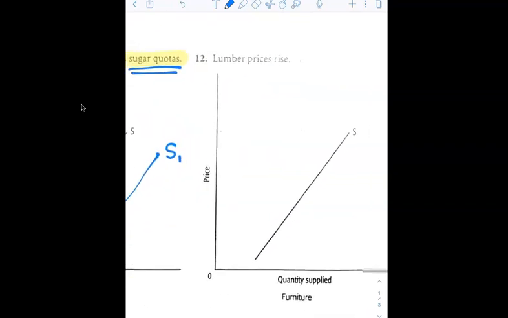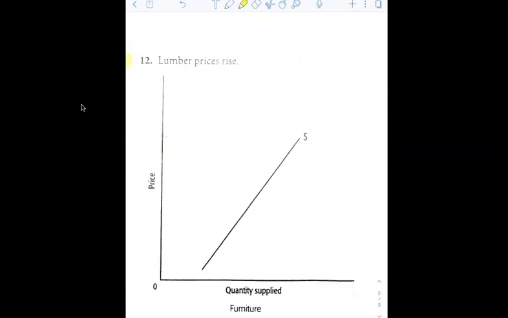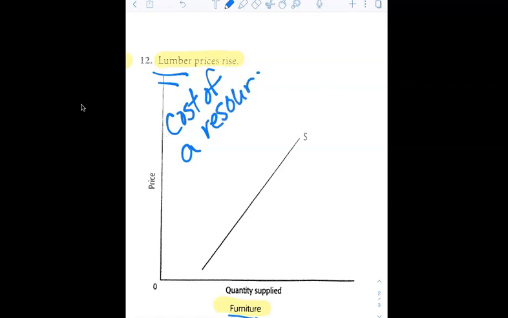Number 12, we're going to be creating furniture. And the event is that the price of lumber rises. Now, lumber is a resource in producing some furniture. And so since one of our resources has become more expensive, we're not going to be able to create as many pieces of furniture as we could before. So the cost of a resource has caused the curve to shift, and it's going to be shifting to the left since we're looking at a decrease. So draw an arrow to the left, new curve, label it S1.